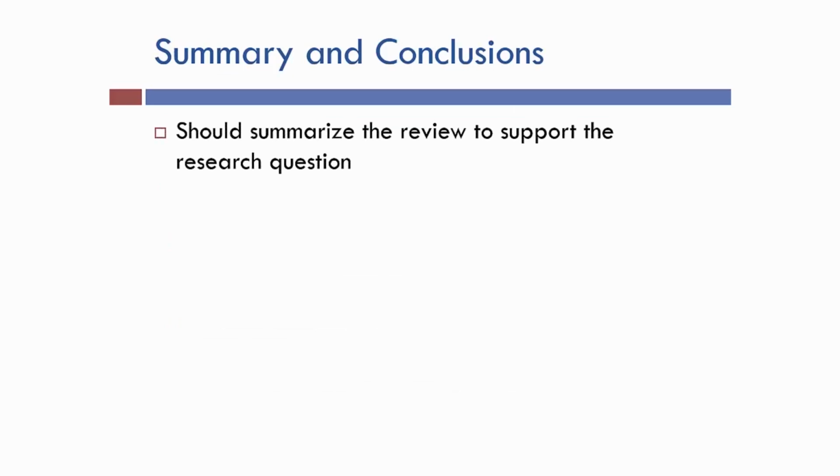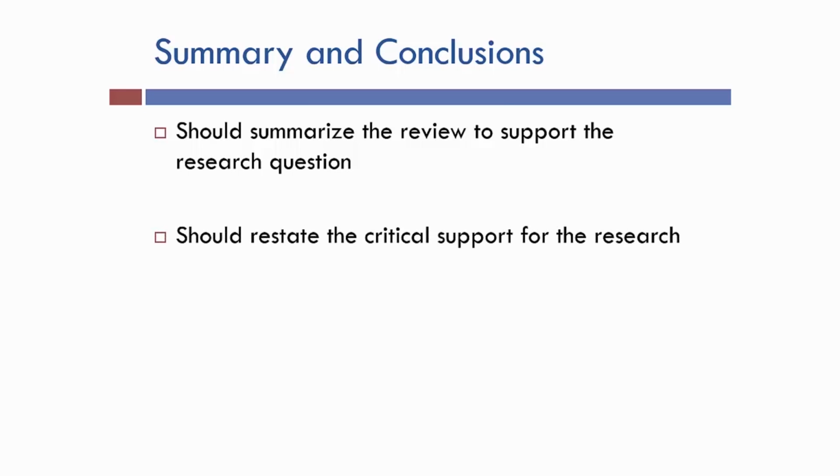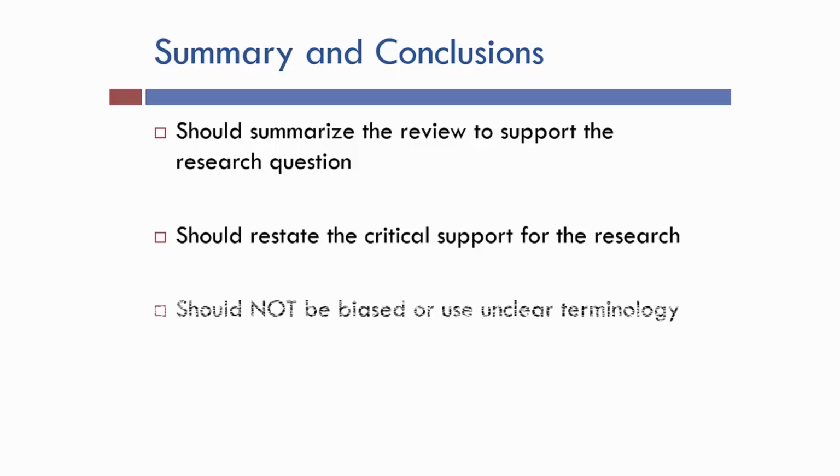Now, your summary and conclusions are kind of the end. It's going to summarize the review, always support your research question, and restate the critical support. You don't have to restate all the things that were against you, but do not be biased. Don't use unclear terminology. Again, I think probably the hardest part, all of you are type A folks, and I'm going to say you're bullheaded about a lot of things because most type A people are. But you really have to be open-minded here. You've got to open your mind and see things very neutral when you're writing this.